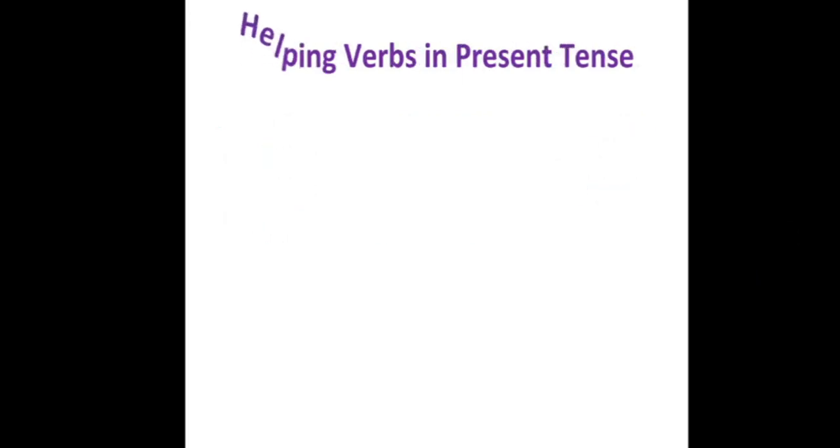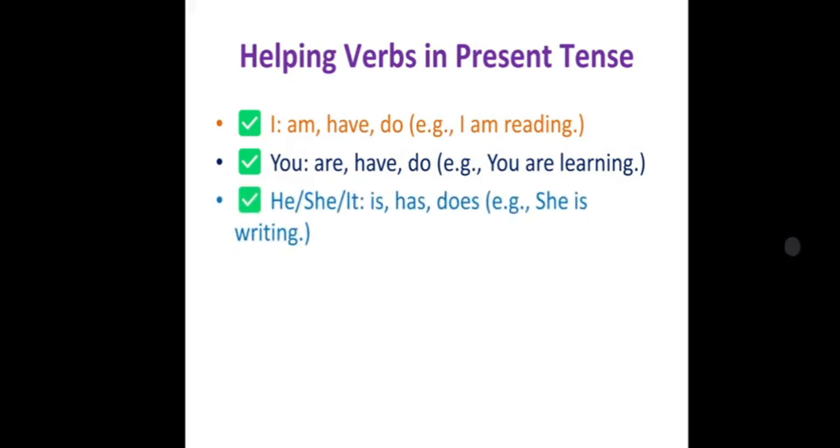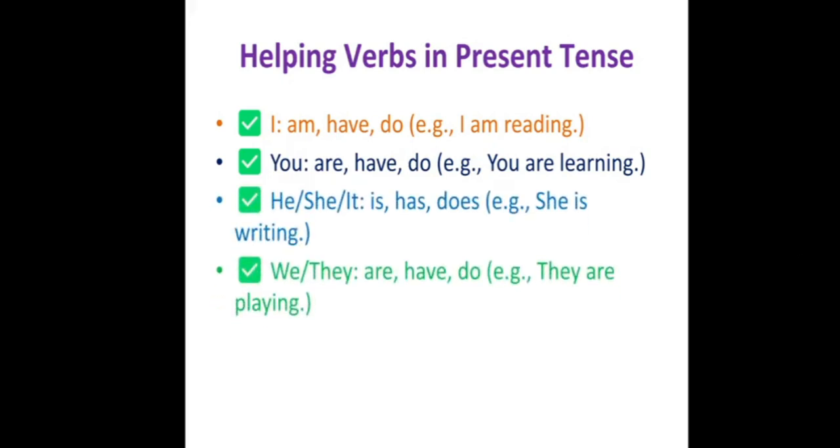Helping verbs in present tense. In the present tense, helping verbs change depending on the pronoun. I use am, have, do. Example, I am reading. You use are, have, do. Example, you are learning. He, she, it use is, has, does. Example, she is writing. We, they use are, have, do. Example, they are playing. These helping verbs help us create continuous and perfect tenses in English.